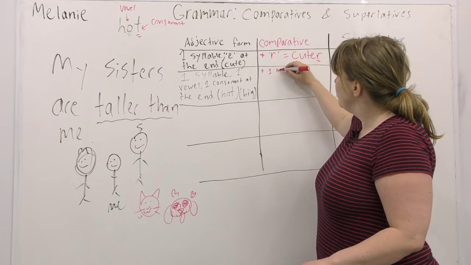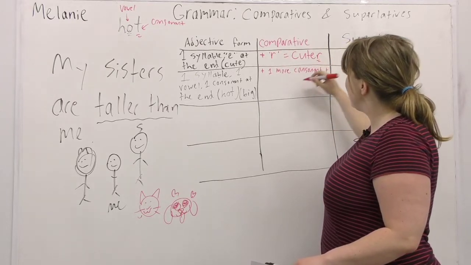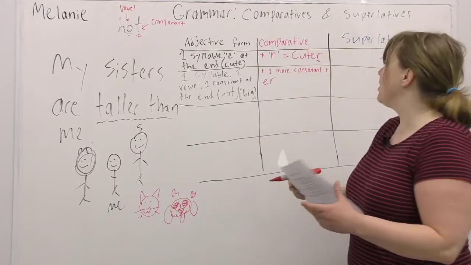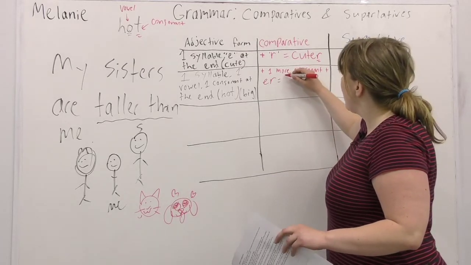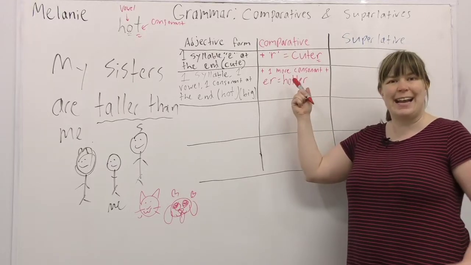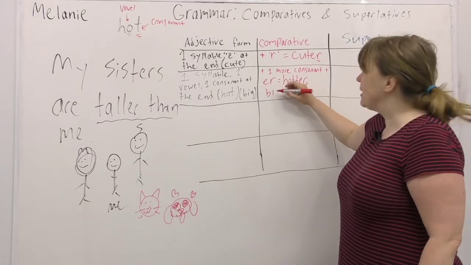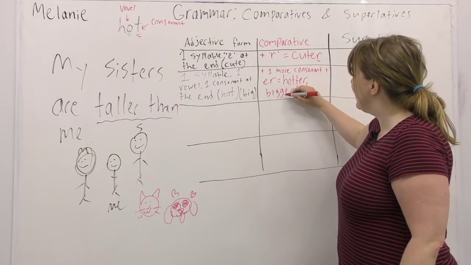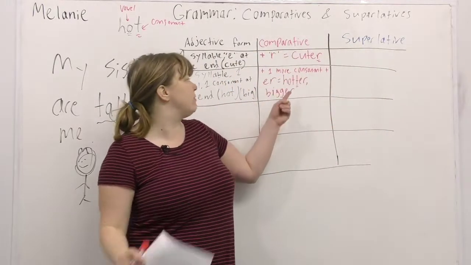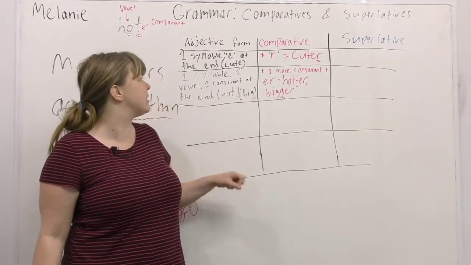plus one more consonant plus ER. So for example, hotter. So you see I added an extra T at the end. And what about bigger? B-I, and we're gonna put two G's, bigger. So this is how we make comparatives with words that have one vowel and one consonant at the end.